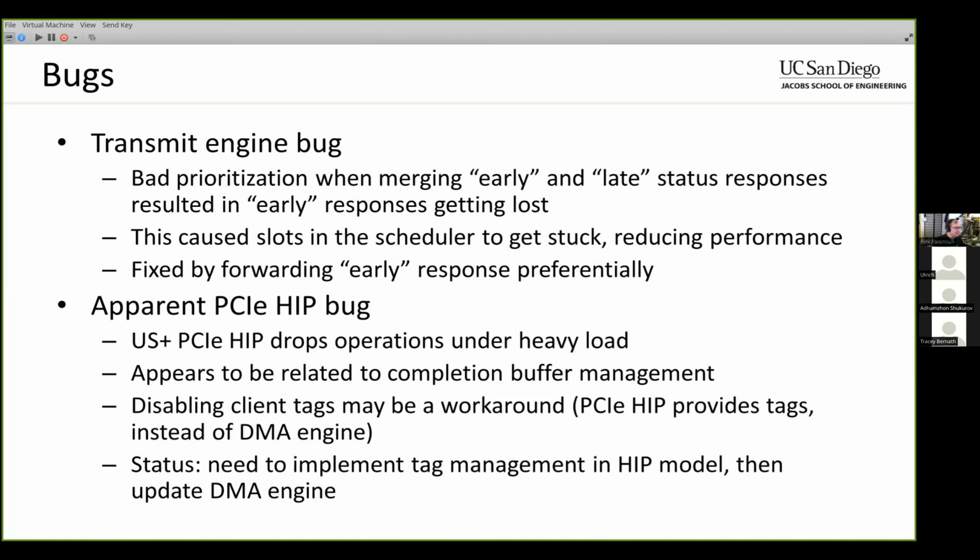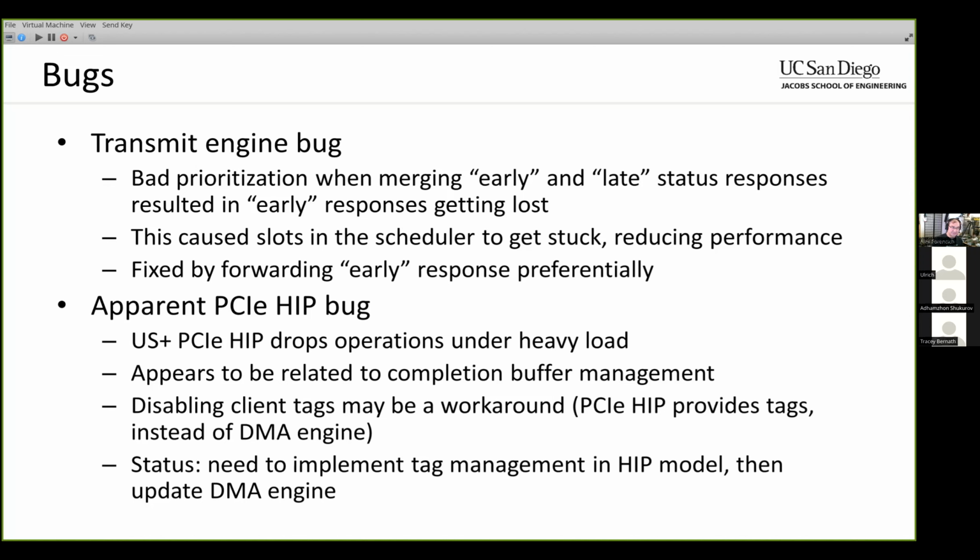And then I ran into a bug on the PCI Express hard IP core on the UltraScale Plus devices. Basically, under heavy load, it seems like there are some operations that are disappearing. I'm not sure if it's the requests that are disappearing, or the responses, or the core somehow filtering out the requests. Not exactly sure what's going on, but it's not doing what it's supposed to do.